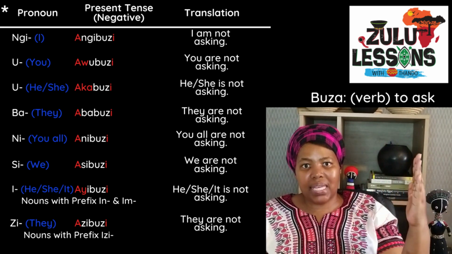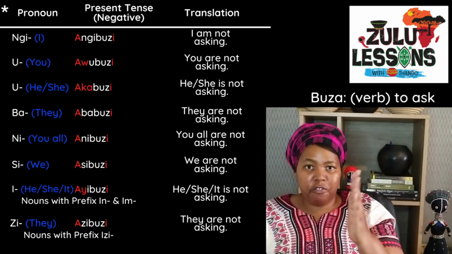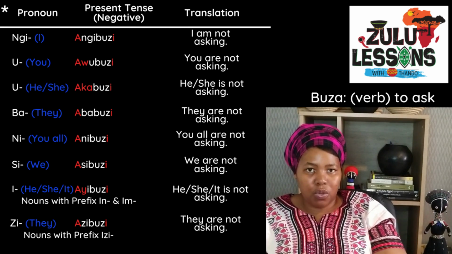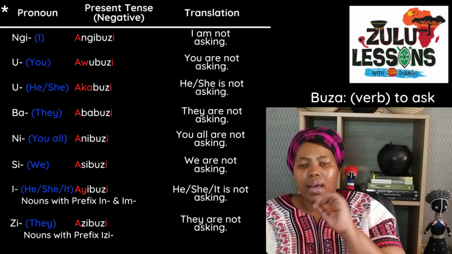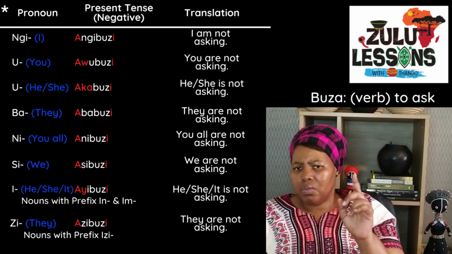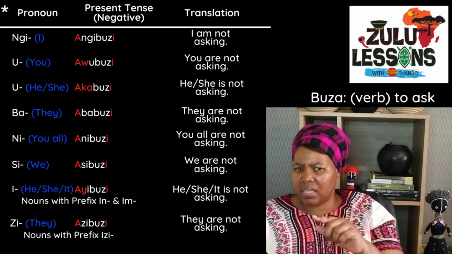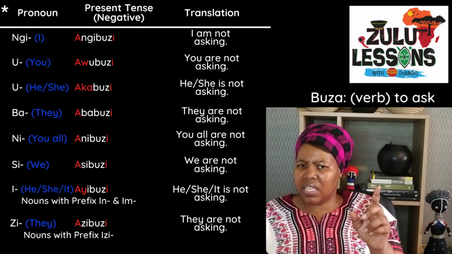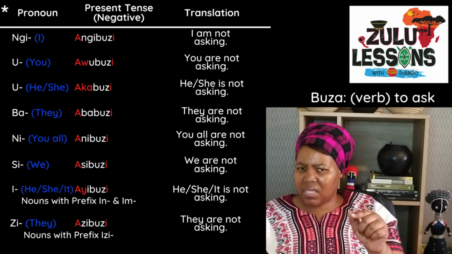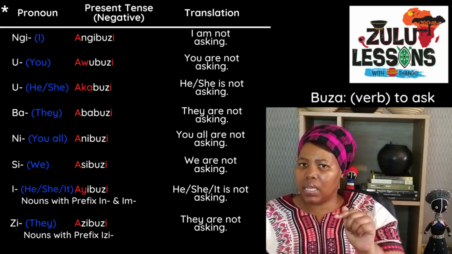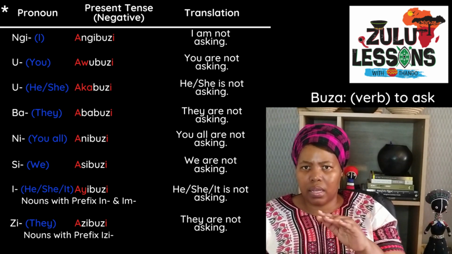We put an A before the phrase or sentence, and then we put an I at the end of it. We drop the last vowel A. So look at this: angibuzi. Do you remember the last one we did? The affirmative one, not the negative one. The affirmative one said ngibuza. What's the difference? The A at the beginning and the I at the end. Angibuzi. I'm not asking.